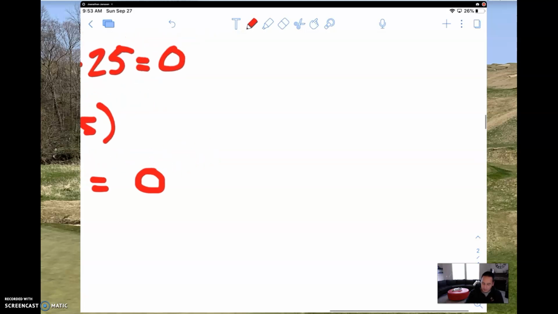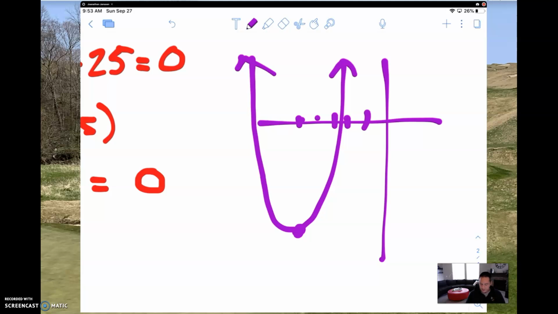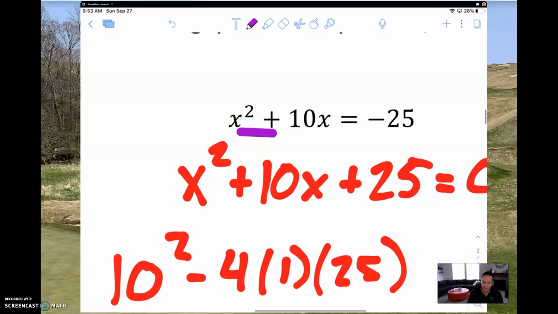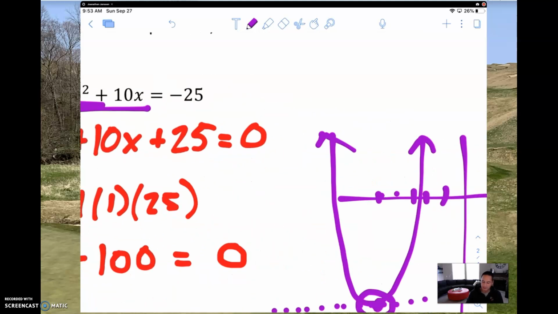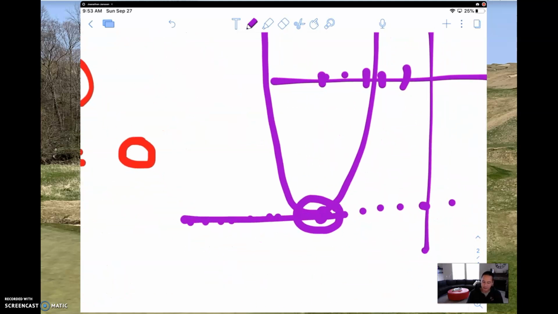If you were to graph this, I won't go over to Desmos, so I'll just sketch it here. It would look something like this: it'd be here at negative 5, way down here at negative 25, and you'd get a quadratic that looks something like this. Here's the line y equals negative 25, and you'll notice it just intersects that value one time. So the graph of x squared plus 10x is the parabola I just drew, and we found where it equals negative 25. That's this horizontal line. It intersects one time, so just one solution.